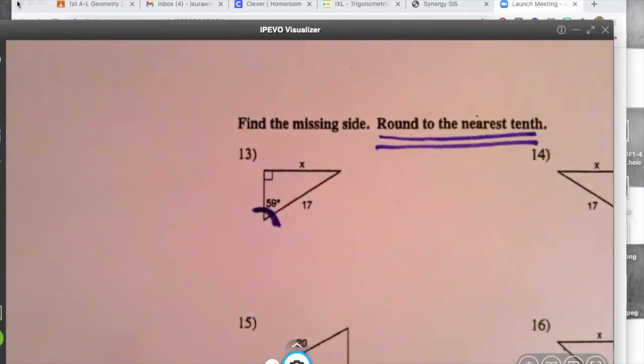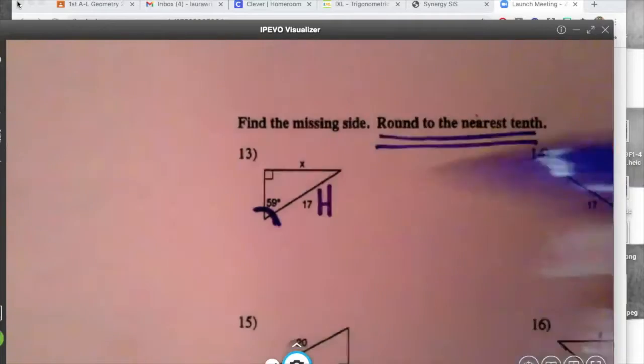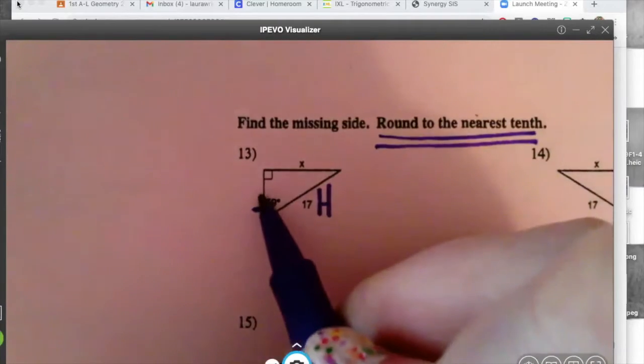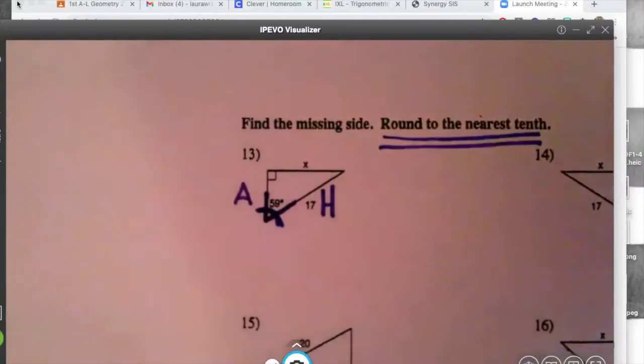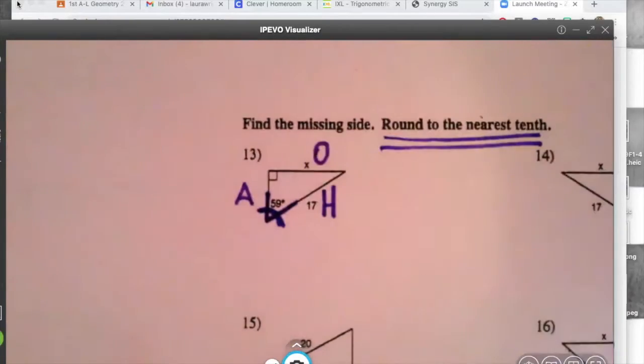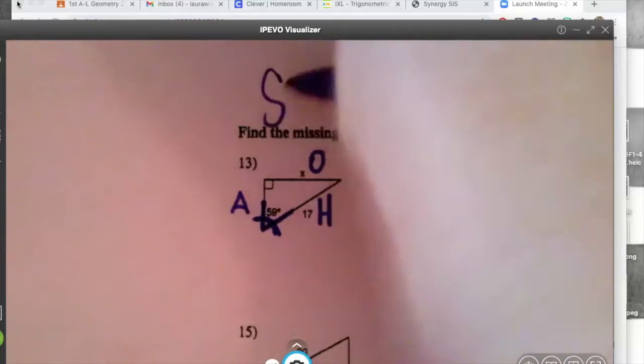And then we're going to go ahead and label our hypotenuse and our opposite and our adjacent. So the hypotenuse, of course, is 17. If we traced the angle we're using, the adjacent is over here, and that means this is the opposite. So you have a decision to make at this point. You have to look at what you're being asked to find and what you have, and then you have to decide if you're using sine or cosine or tangent.